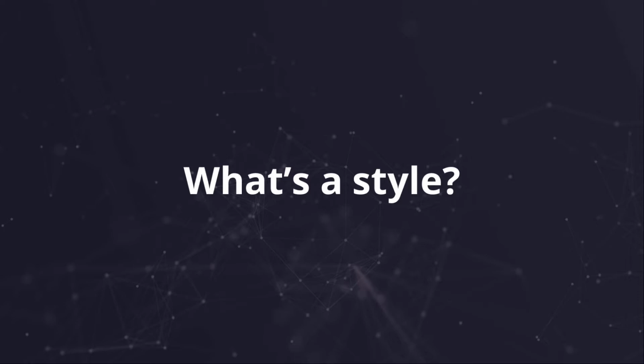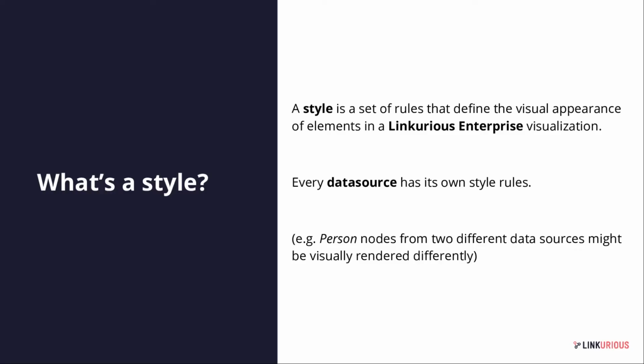Thank you, Marilyn. So we can start with a formal definition of style. A style can be defined as a set of rules that define the visual appearance of elements in a Linkurious Enterprise visualization. And every data source that has been configured in your Linkurious Enterprise environment has its own style rules. And this means that the same person nodes that come, for example, from two different data sources might be visually rendered differently.